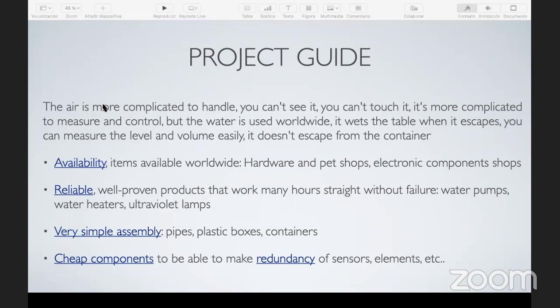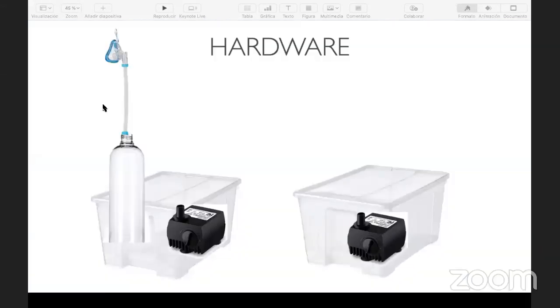I have been thinking of a reliable product, so that everything will work in any case. I have seen very simple stuff that you can put together to get a ventilator, also very cheap components to make redundancy of sensors and all the things you have in the project. The hardware is very simple. You can see two boxes with two water pumps and one bottle that is connected to the ventilator.